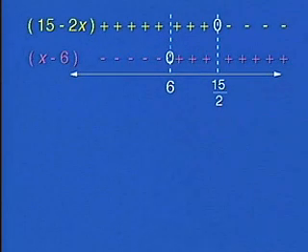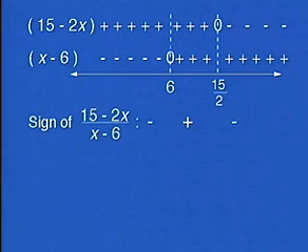Here they are. Now let's check the signs of each of the factors. To the left of 6, 15 minus 2x is positive, but x minus 6 is negative. Between 6 and 15/2, both factors are positive. And to the right of 15/2, 15 minus 2x is negative, while x minus 6 is positive. Now our inequality asked us to find when our expression is negative. The sign of our quotient is negative to the left of 6 and to the right of 15/2.